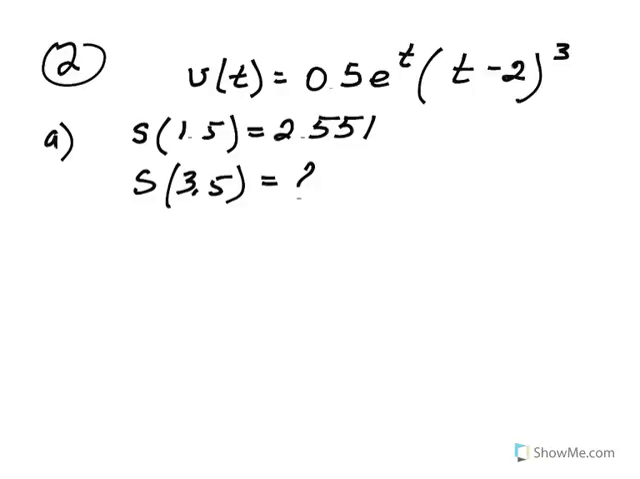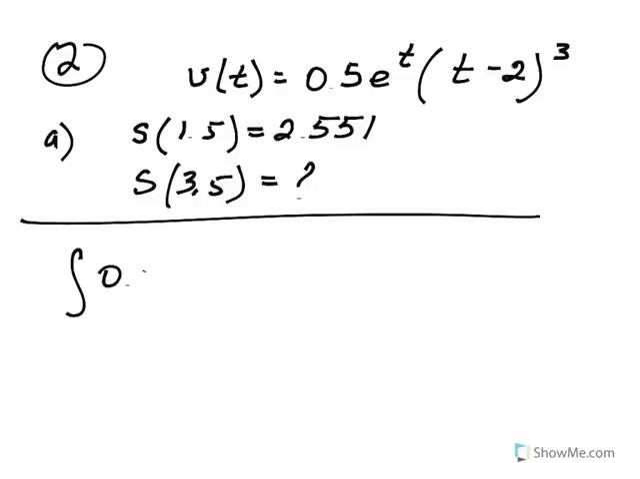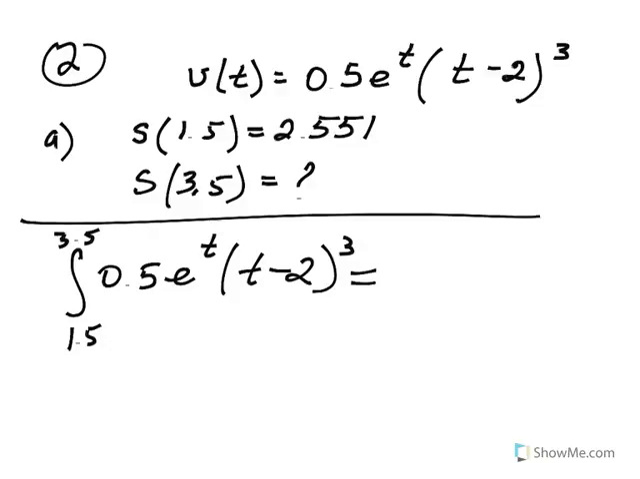The only thing is we're allowed to use a calculator, and I hope you have your calculators in front of you right now. So here's what I want you to do. First of all, let's write it out. Since we have to find the position, we're going to integrate our velocity, using the FTC. So the equation is 0.5 e to the power of t, times (t minus 2) to the power of 3, and we are between 1.5 and 3.5. Those are the boundaries. Based on the FTC, that would be S of 3.5 minus S of 1.5.